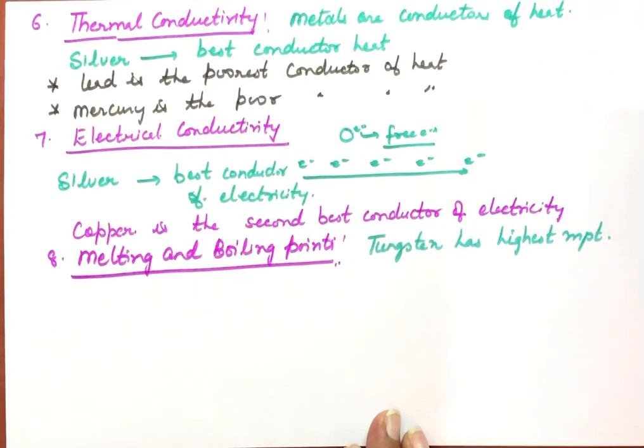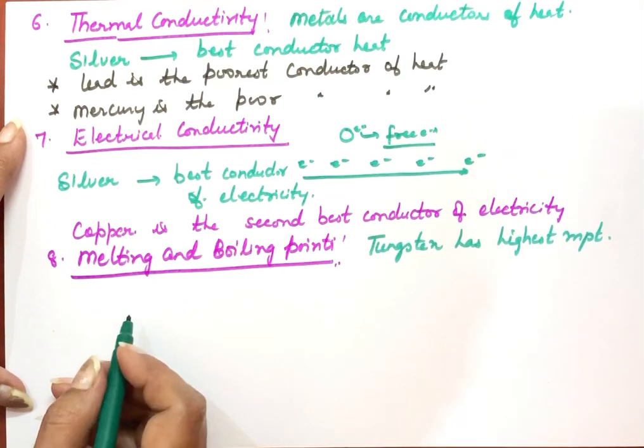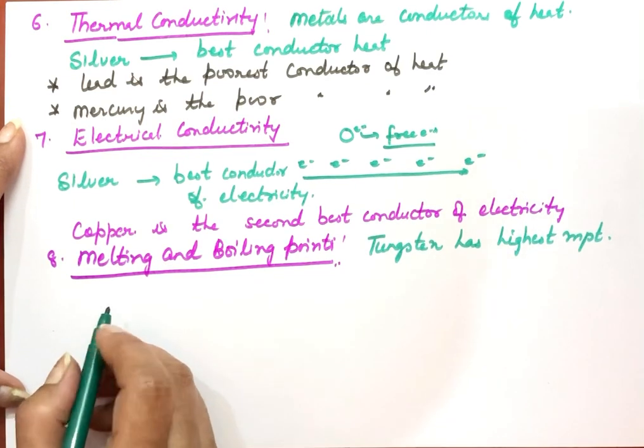Because in case of metals, the atoms of the metal are linked by strong metallic bonds. So high energy is required to break these bonds, and only then will the metals melt. So the highest melting point is of the tungsten metal, and then copper also has a high melting point.